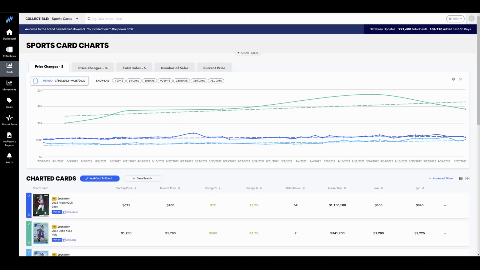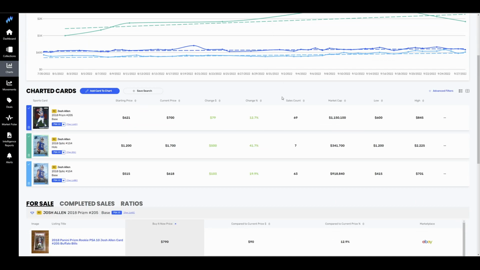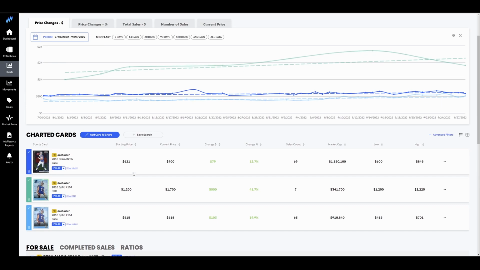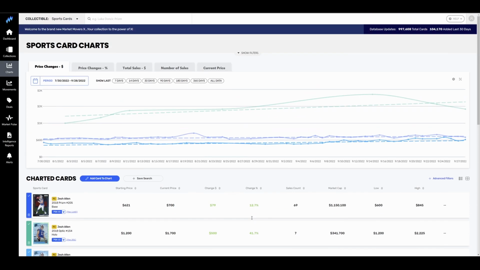Moving along, we got a lot of stuff we want to look at today, so I want to keep this moving. Josh Allen, the poster boy of the sports card market. Everybody loves Josh Allen. Same thing, we're looking at 2018, so we're going to stick to base Prism, Optic Holo, and base Optic just to get a sense for how this stuff is moving. Same thing, 60 days. Prism is up 12%. The Optic Holo is up 40%. And his optic base is up 20%.